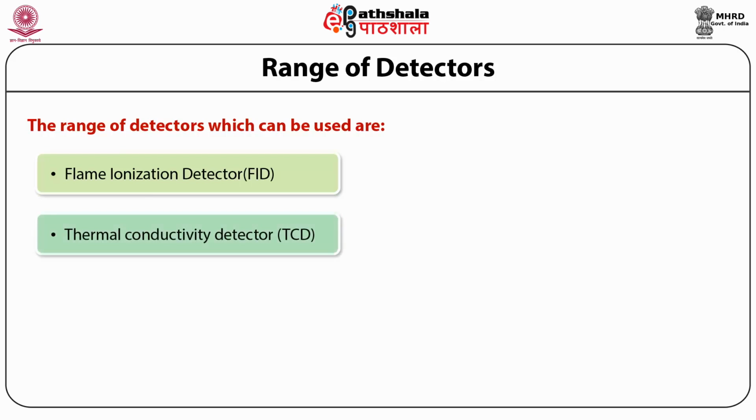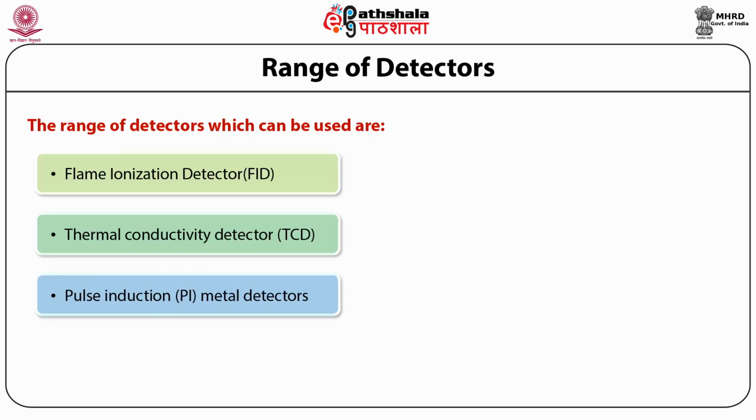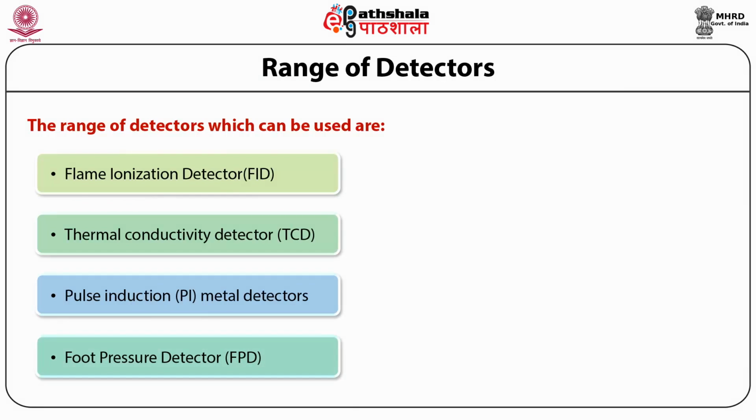Second, thermal conductivity detector, TCD, used for inorganic gases in ambient and workspace environments. Third, photoionization detector, PID, used for analysis of BTX, unsaturated and aromatic compounds. Fourth, flame photometric detector, that is FPD, used for organosulfur compounds in streams and oil residues.